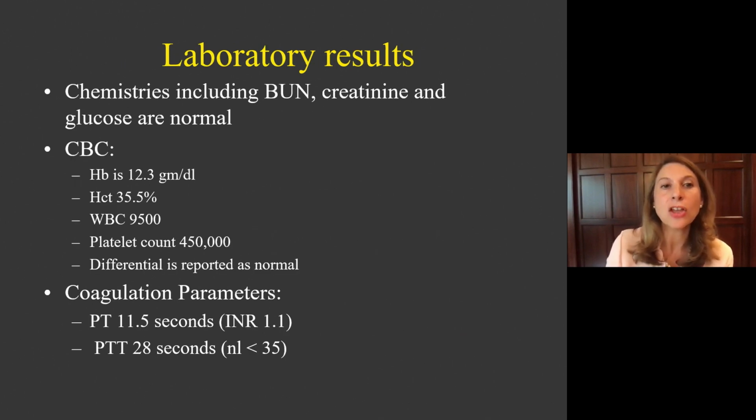Let's start out by looking at some laboratory values for her. Essentially, everything is within normal range. Her chemistries, including her BUN, creatinine, and glucose, are normal. Her CBC shows a typical hematocrit that you would see at this stage of pregnancy, with a hematocrit of 35, a white count that's normal, a platelet count that's in the normal range. The differential is reported as being normal.